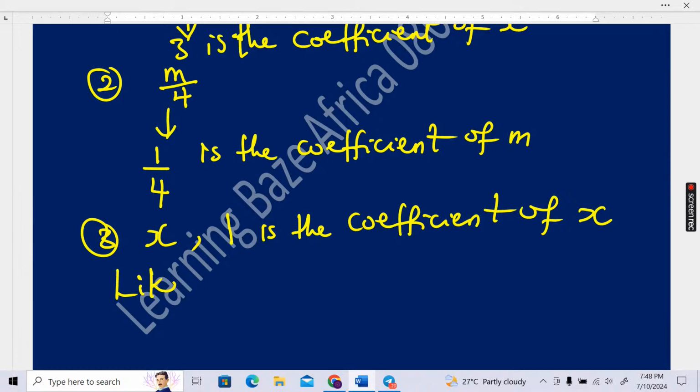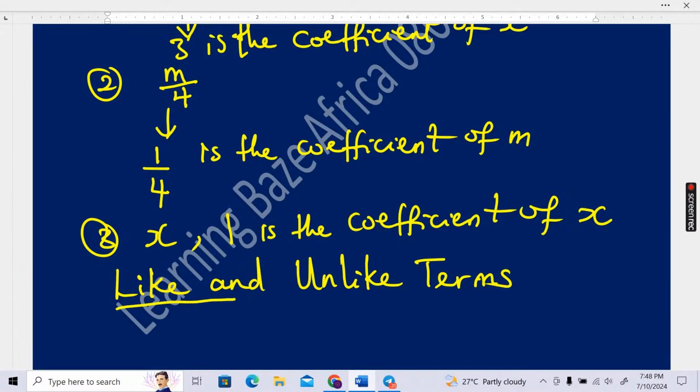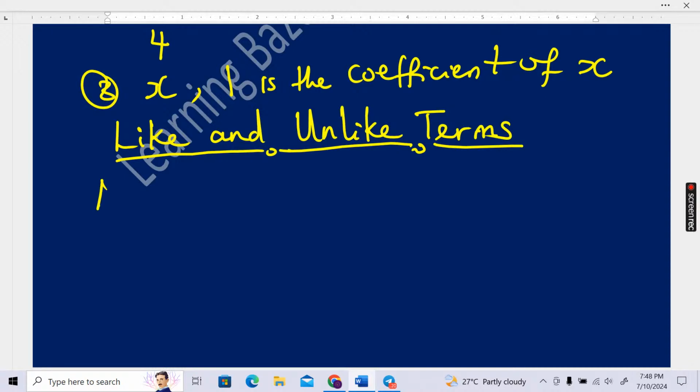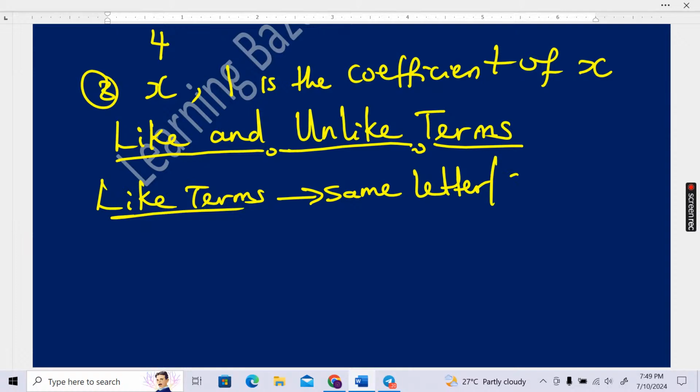Now, let's learn what we know as like and unlike terms. Okay, so we have two types of terms. Like I said, one is like terms, the other one is unlike terms. Now, let's talk about like terms. Like terms are terms that have the same letter or the same symbol. These are examples of like terms.